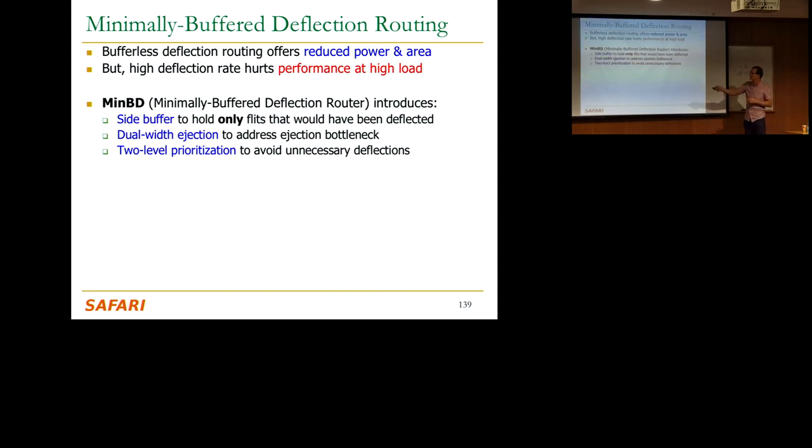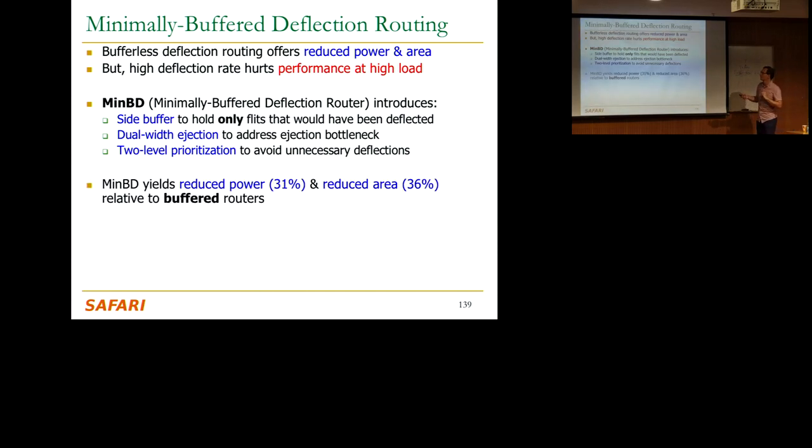And this is a silver flit, two-level prioritization to avoid unnecessary deflections. If you just have one priority, golden, and everything else, you actually get into unnecessary deflections. If you have golden and silver, even if you randomly pick the silver from one of your inputs, that's good, because you ensure that it's not deflected. And you could actually do this with other priority levels. As long as you don't have complicated age-based comparisons, this works nicely.